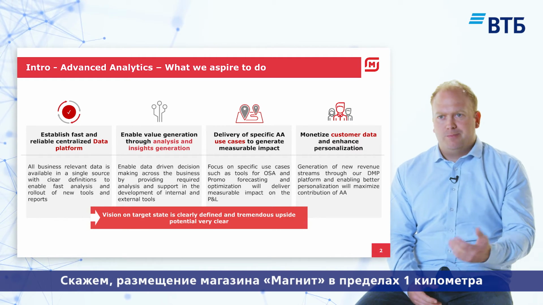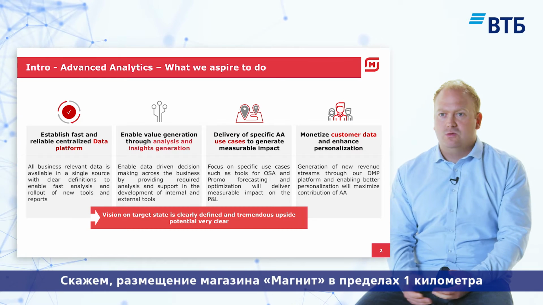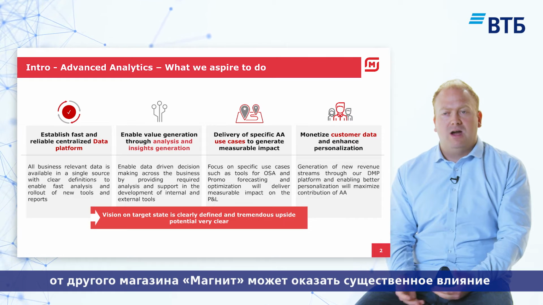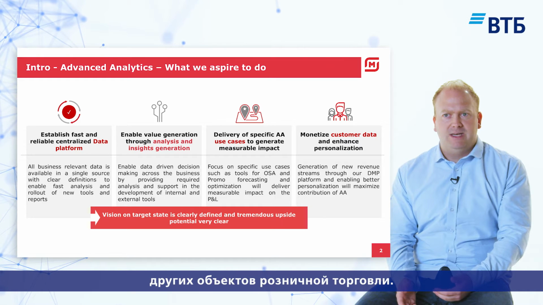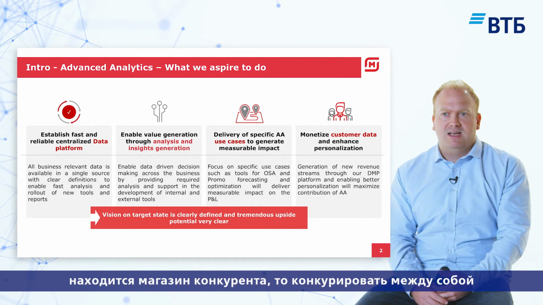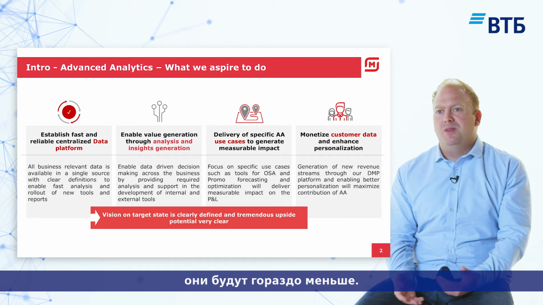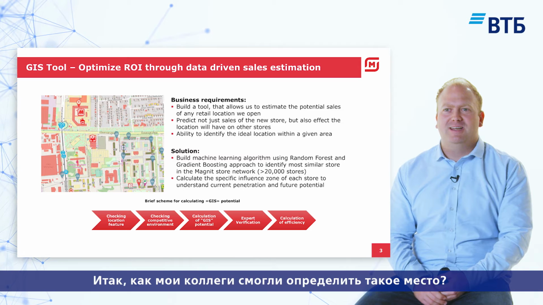If you think about it, if I put a Magnit store within 1 kilometer of another Magnit store, it can have quite a big cannibalization effect on this store if there is not a lot of retail opportunity in between. But if, for example, a competitor has a store right in the middle between those two stores, then the cannibalization will be much lower. Based on the tool, we were then also supposed to not just quantify the effect, the potential sales that each store would bring to Magnit, but also look at a map and tell the colleagues where we see the greatest potential for a new store. So how did my colleagues solve this?